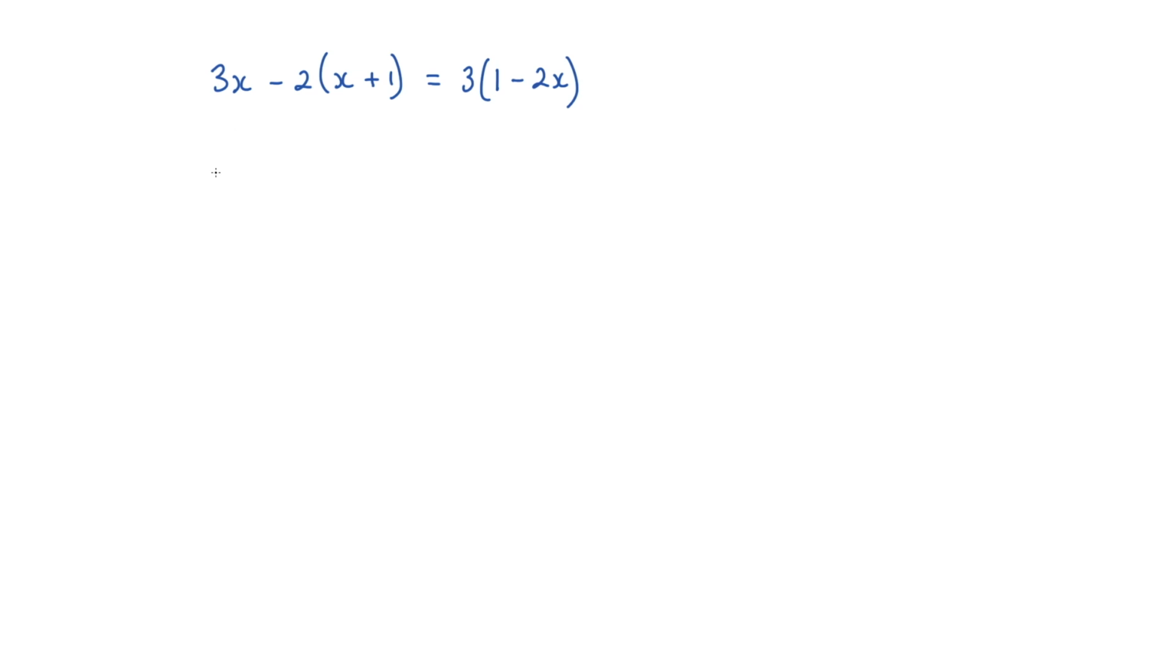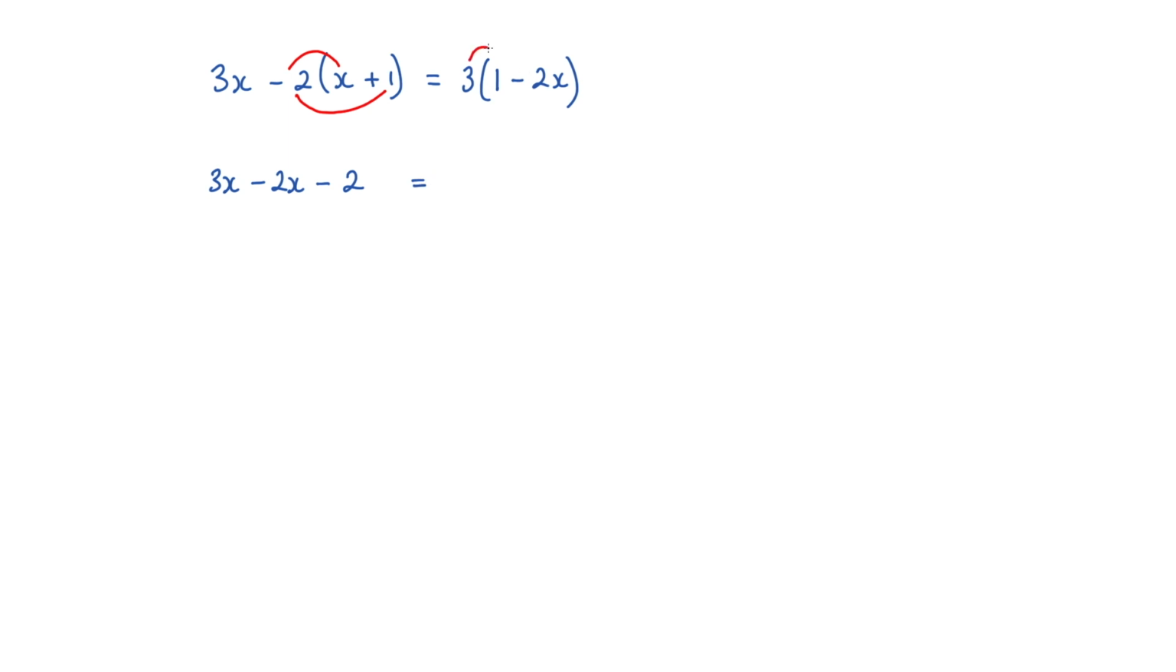Let's just write down the 3x straight away. Can't do anything with that yet. I'm then going to multiply these two terms here. So the minus 2 multiplied by the x gives me minus 2x. And then this term here, minus 2 times a plus 1. Well, a minus and a plus gives me a minus. And 2 multiplied by 1 is just 2. And that is equal to this bracket expanded here.